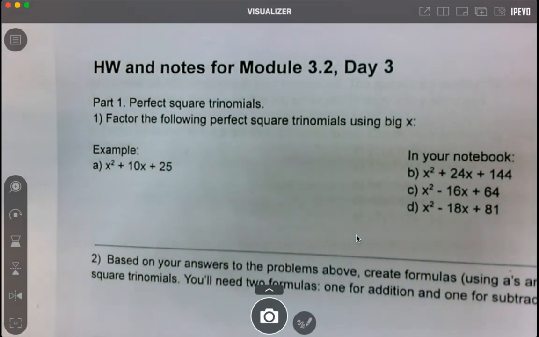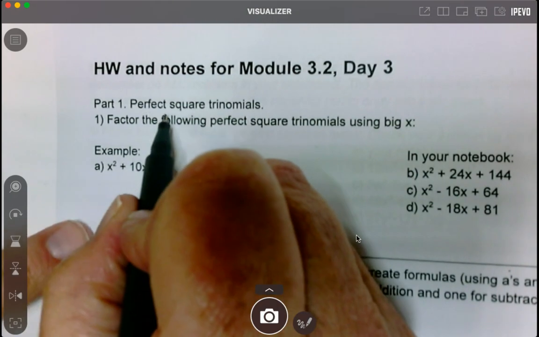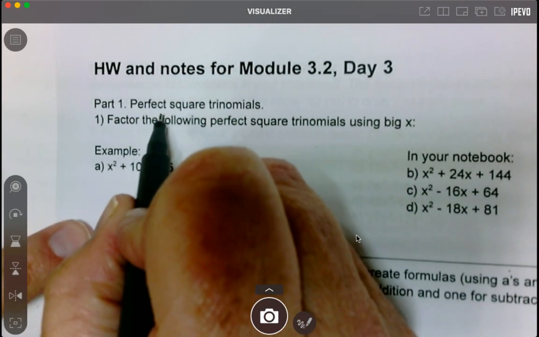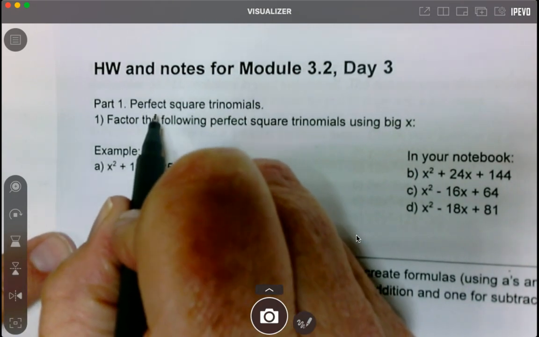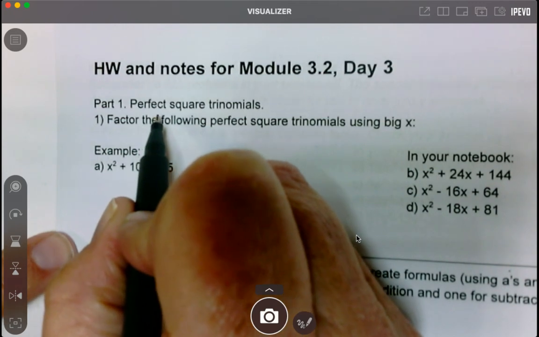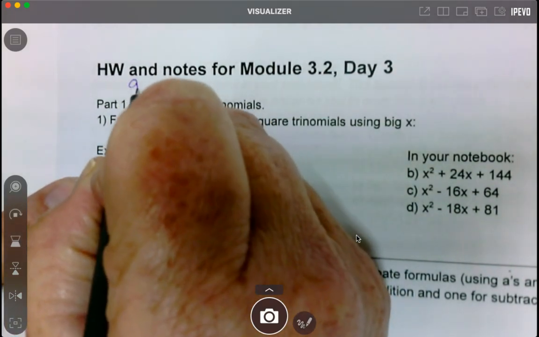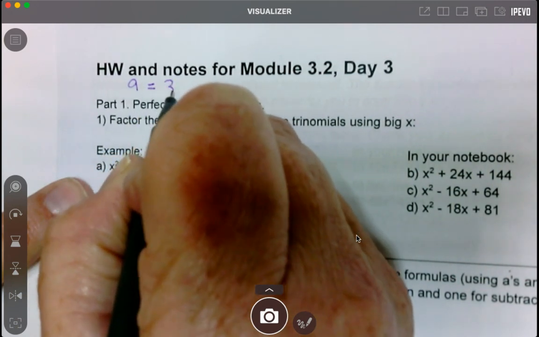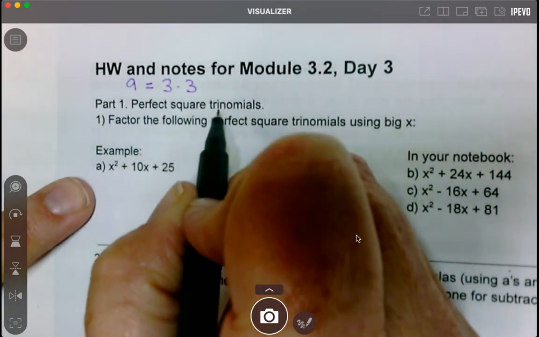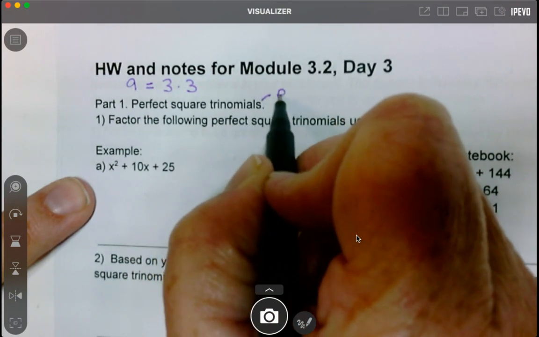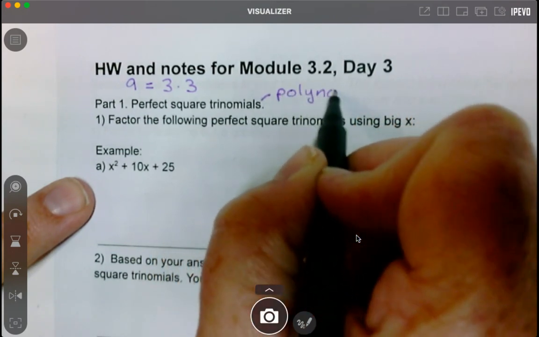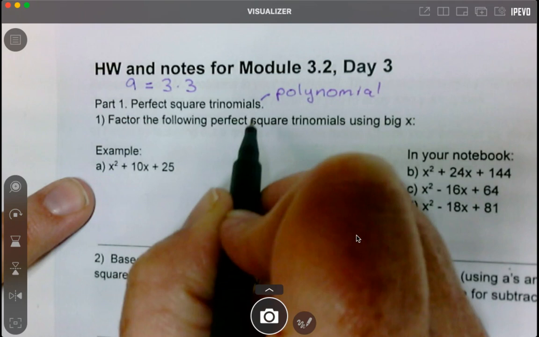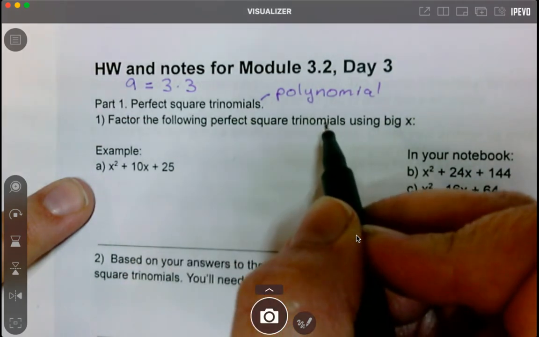Okay, so we're going to talk today about perfect square trinomials. And remember, a perfect square is something that can be expressed as the product of two identical factors. For example, 9 is a perfect square because it can be expressed as 3 times 3. A trinomial is a polynomial with 3 terms.